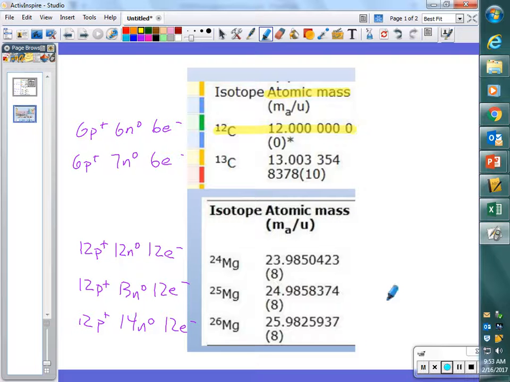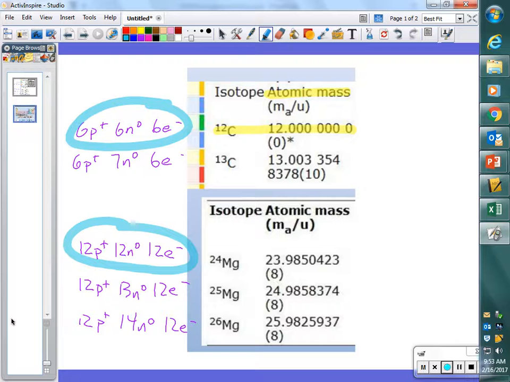That's our standard. The one thing that makes this a little different is that when we talk about atomic mass and atomic mass units, our standard is not set at 1. It's set at 12. Okay? But that doesn't change how relative scales work. All right? For instance, here we have carbon-12, and here we have magnesium-24.